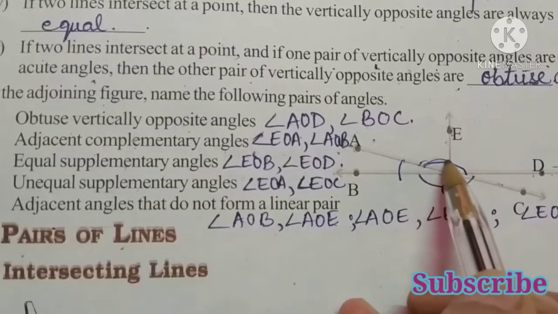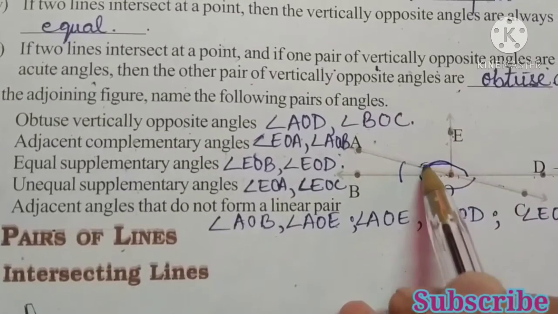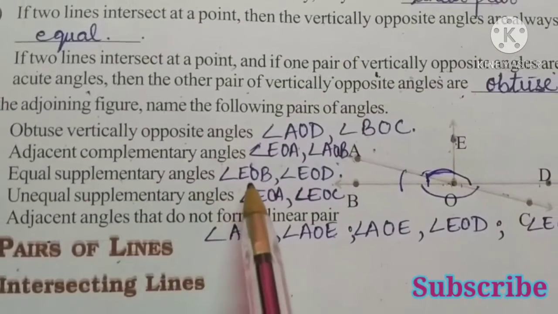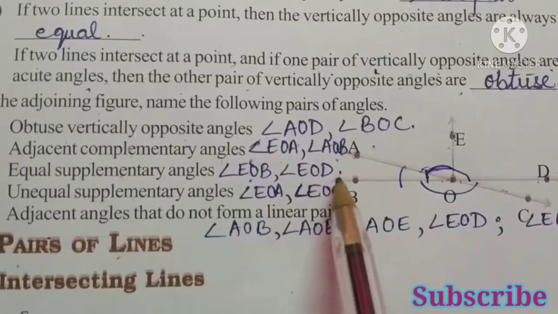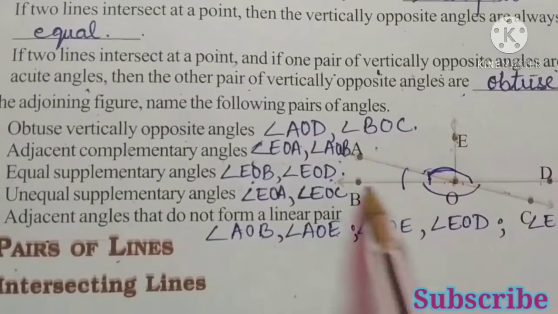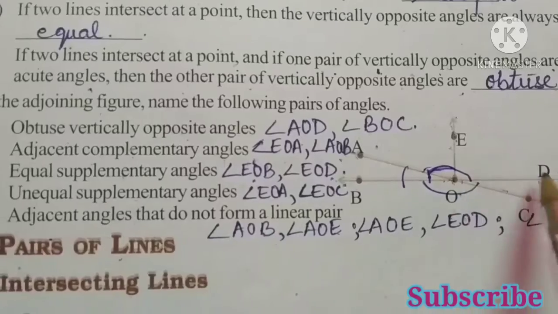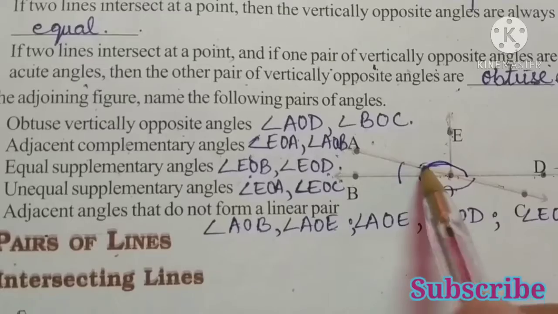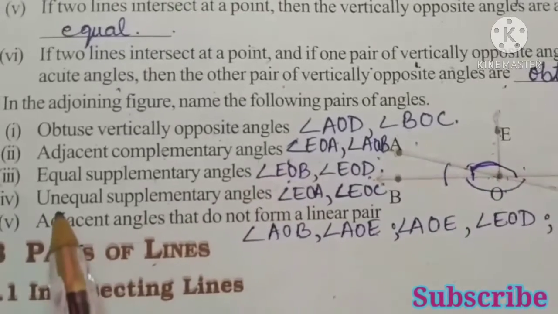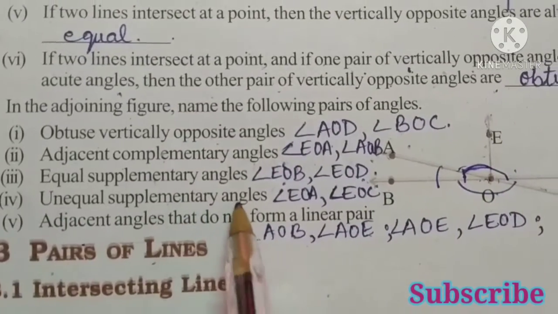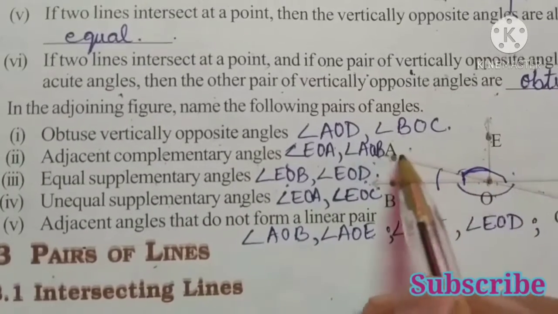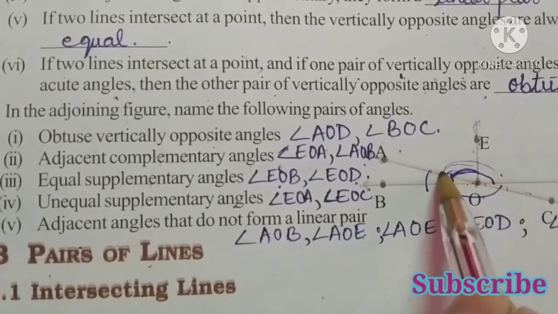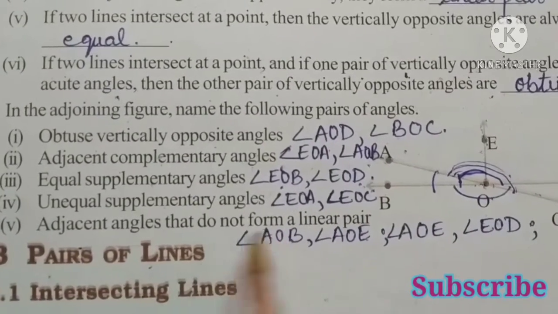Adjacent complementary angles. Both form 90 degrees. Third, equal supplementary angles. That is EOB and EOD. EOB and EOD, equal supplementary angles. 90, 90, 180. Fourth, unequal supplementary angles. Again, EOA and EOC. Both are supplementary but not equal.